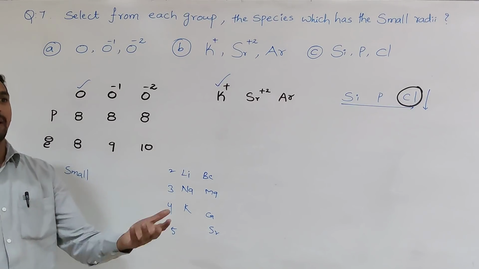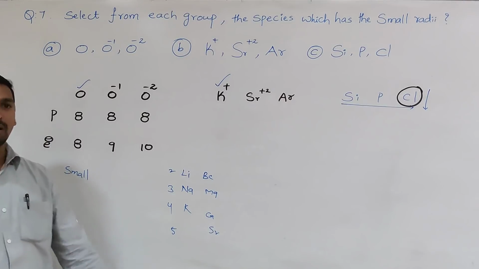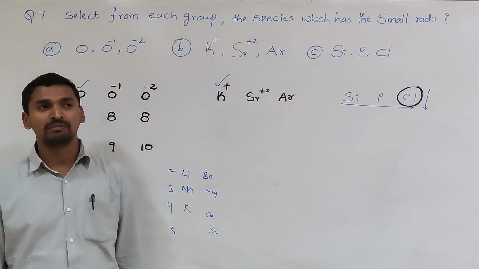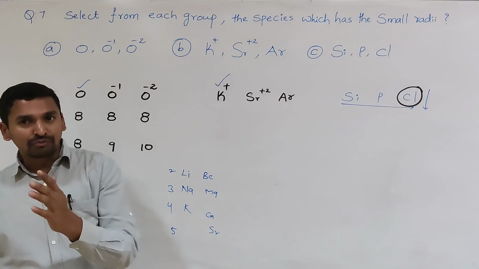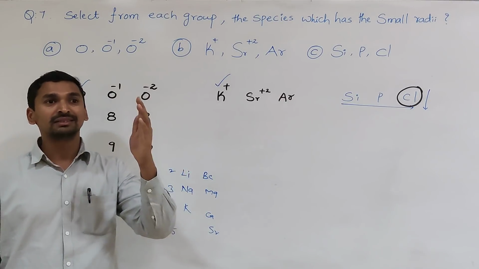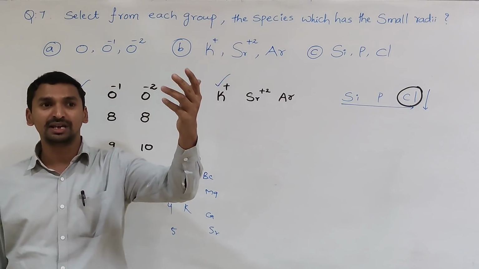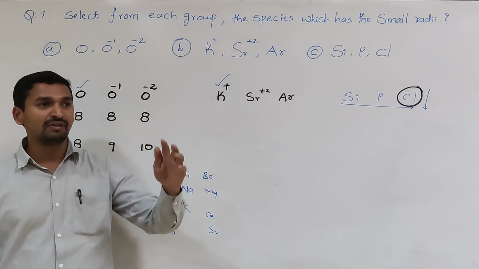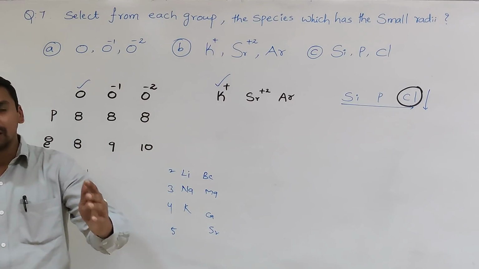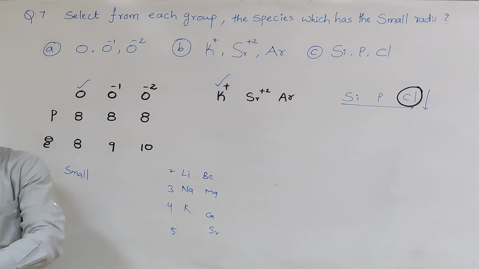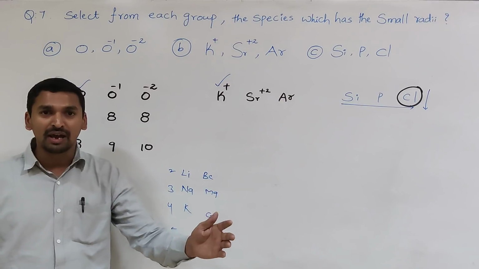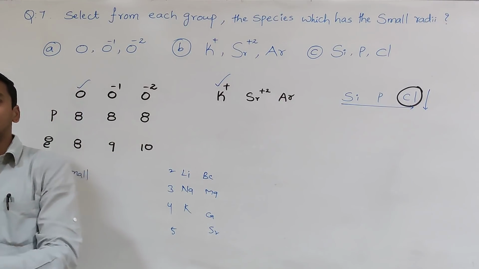But anyway, you can remember 2 or 3 important points. As we move from left to right, atomic radii decreases. As we go down the group, atomic radii increases. Always, the radius of the cation is smaller than its parent atom, and the radius of the anion is always greater than its parent atom.